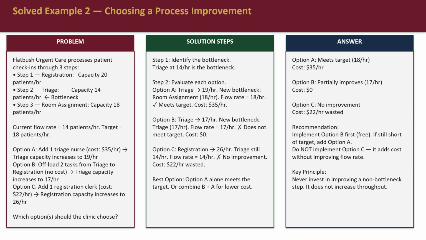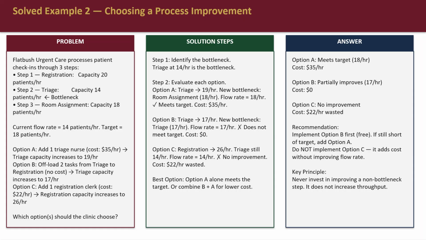This next example asks you to spend money wisely. Flatbush Urgent Care checks patients in through 3 steps. Registration handles 20 per hour, triage handles 14, room assignment handles 18. Triage is the constraint, so the process runs at 14 patients per hour. The target is 18. Now walk the middle column with me.